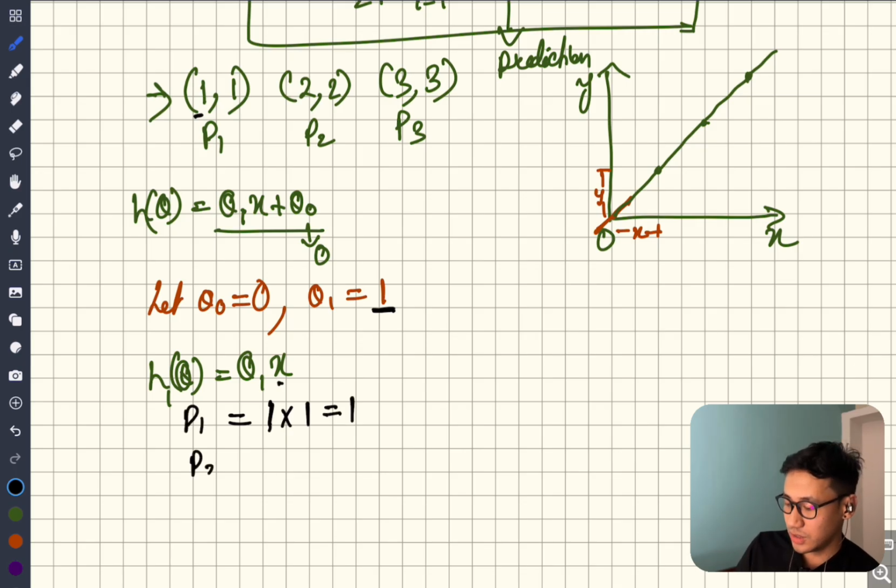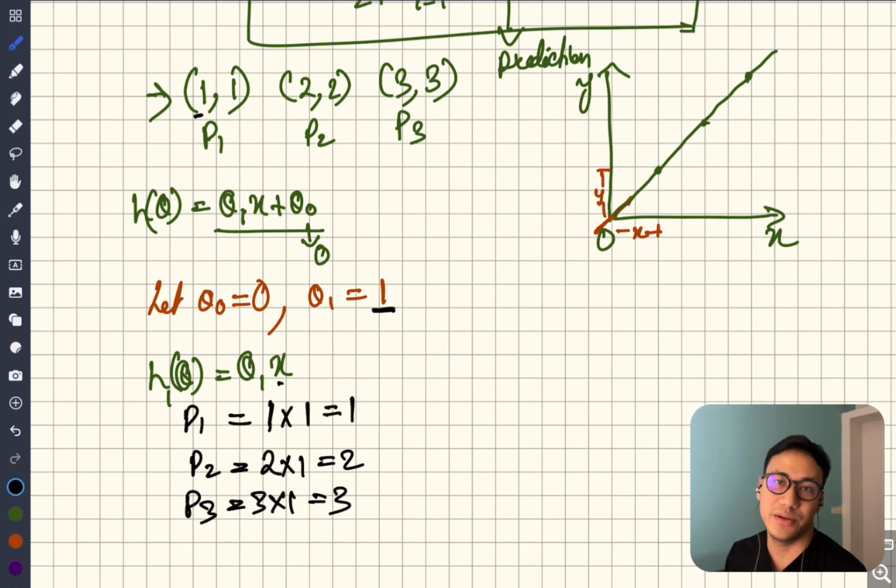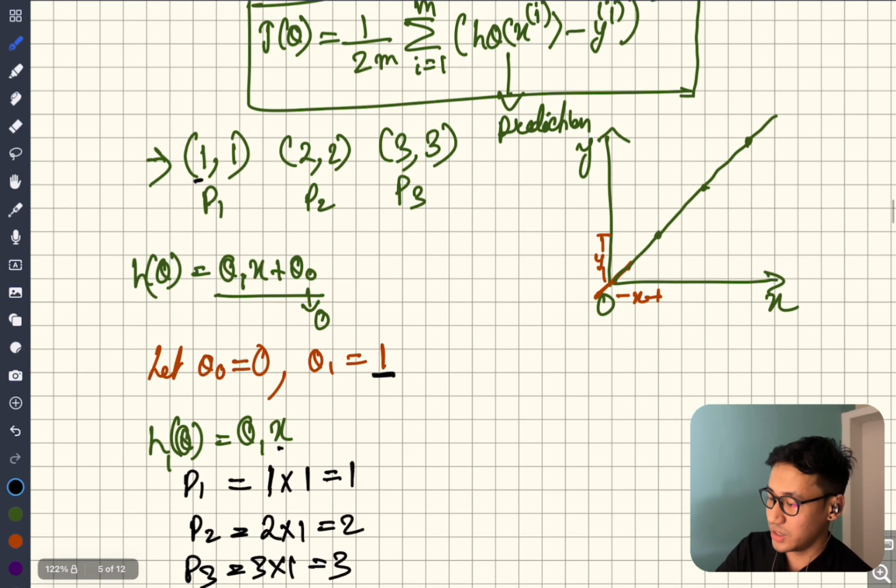For p2, the value is 2 into 1 is 2. p3 value is 3 into 1 is 3. All right, these are the predicted points. Understand, predicted points. These predicted points we will put into this formula. How can we put into this formula? I'm directly putting without writing the formula. So let's say this is predicted minus actual.